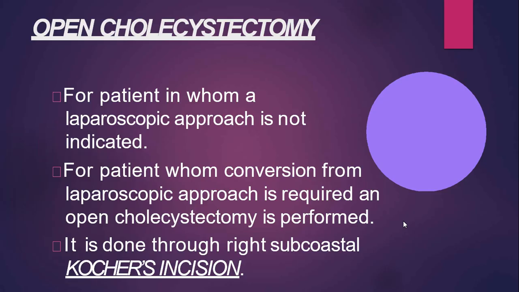Now for the open cholecystectomy, the incision you give is the right subcostal incision, which is also known as Kocher's incision. It is given in the right hypochondrium, 2 finger breadths below the costal margin. It is known as Kocher's incision. You can see the number of stones. Wow.